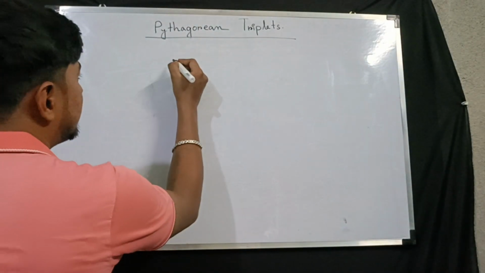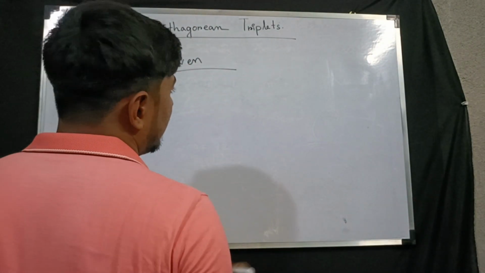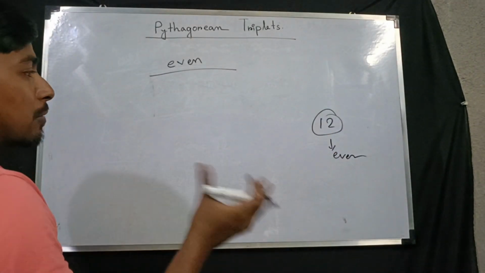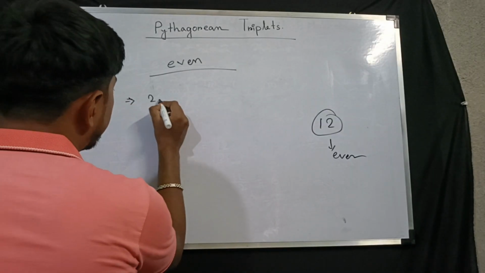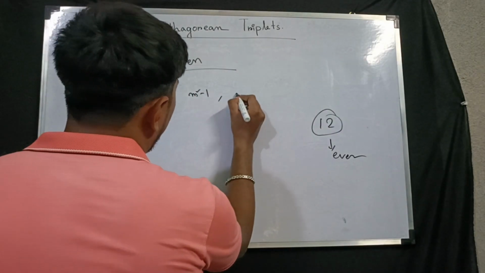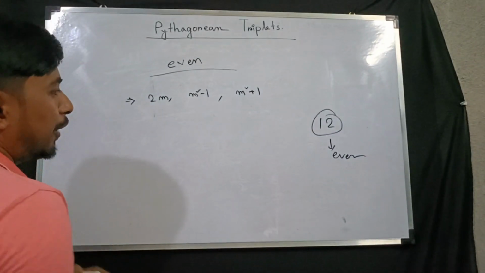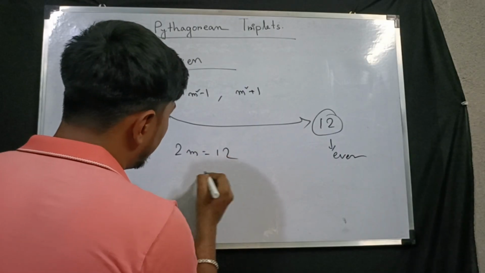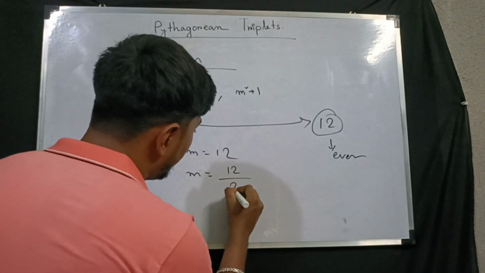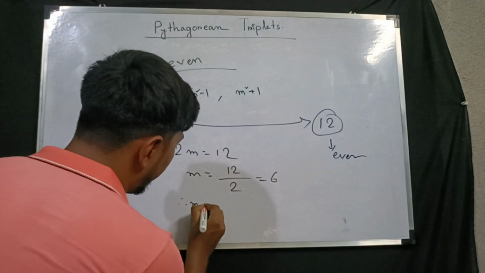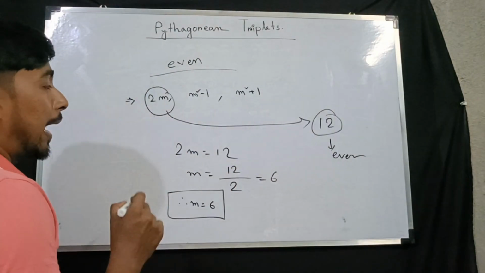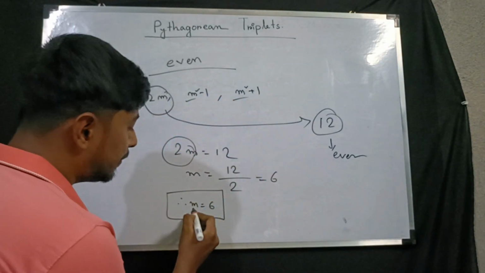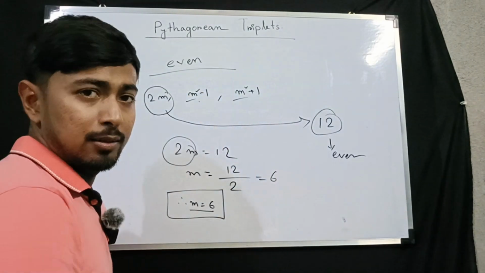So if the first number is even, like 12, 12 is an even number, what are the rest of the two numbers? The formula is m square minus 1 and m square plus 1, where the first number is twice m. Let's say twice m is equal to 12. So m is equal to 12 divided by 2, that means 6. We have to find m, not twice m, because we have m square. That's why we first find m, then we put the value of m here, right?